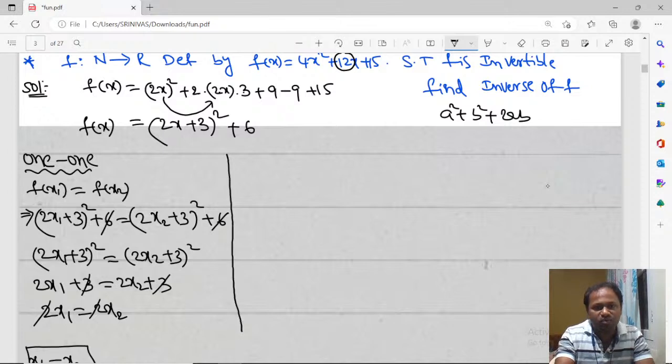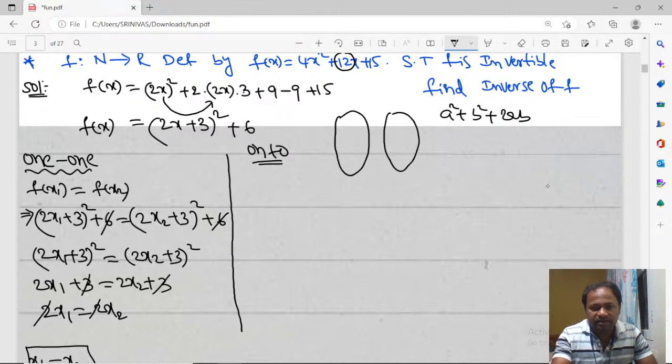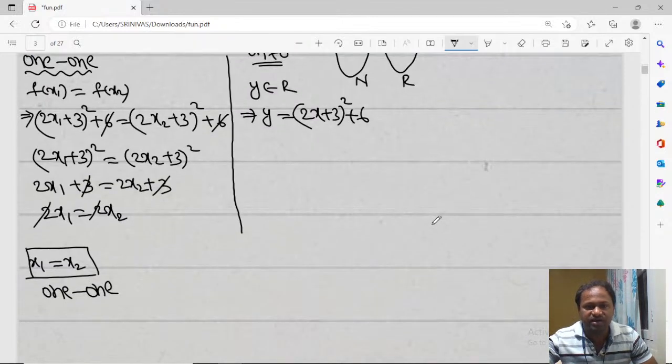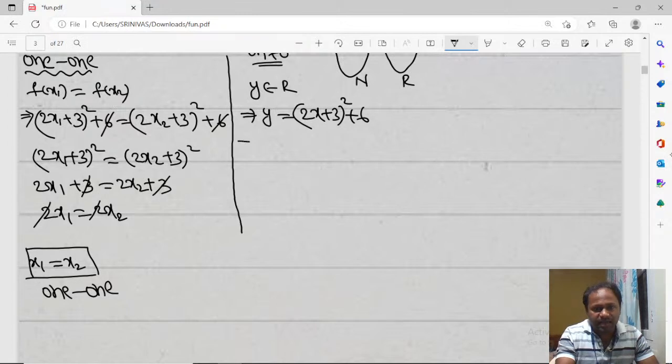Next I will move on to onto property. Okay, so in onto condition, what we get? Same. I will take y belongs to codomain. What is codomain? R, and domain is N. So y belongs to R. Then y form will be like this, that is 2x plus 3 whole square plus 6. Now I will try to simplify this. So that implies y minus 6 is equal to 2x plus 3 whole square.